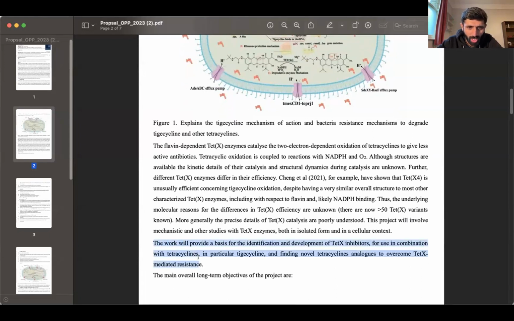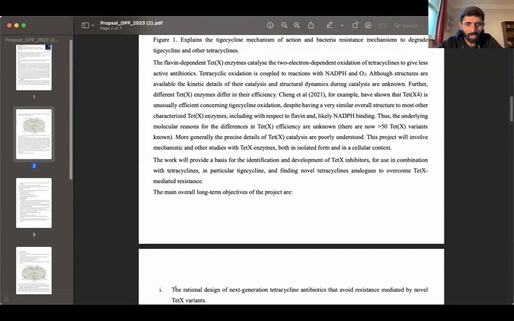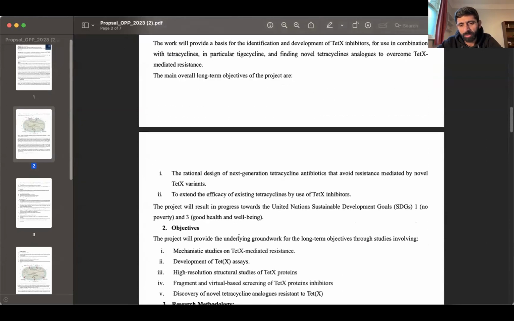So now I'm moving towards my objectives. The work will provide a basis for the identification and development of TATX inhibitors for use in combination with tetracyclines and particularly tigecycline. So for the overall main objectives, I divided my objectives into two types: overall main objectives and some short-term objectives.